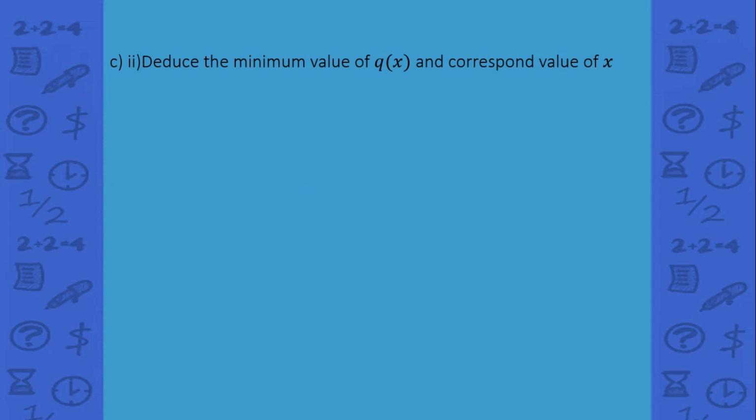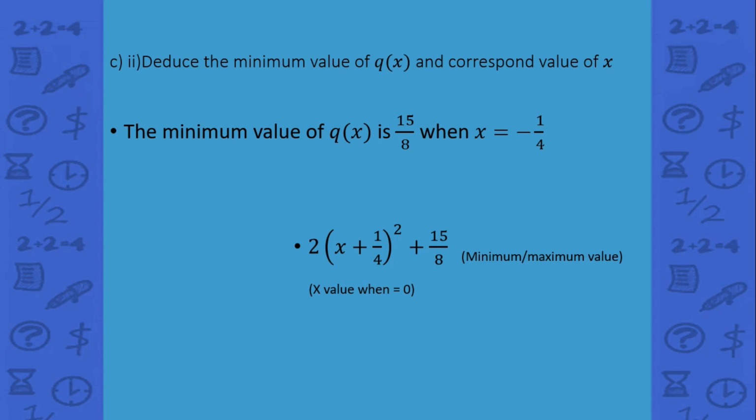For question C2. Deduce the minimum value of q(x) and the corresponding value of x. To solve this, we need to understand completing the square. From the q(x) equation, we know that the x value is equal to negative 1 over 4 when x plus 1 over 4 equals 0. Another piece of information that we should know is the 15 over 8. The value 15 over 8 represents the minimum value of the equation. As a conclusion, completing the square is important to know the minimum or maximum value of an equation.